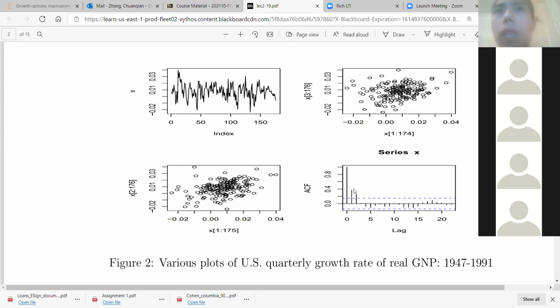If the vertical line breaks the dotted blue line, that means it's significant. If it's within the bounds, that means insignificant. It's not different from zero, right? And you can see at lag 2, two days lag, they're still correlated. That means today's and the two days before are correlated. But beyond that, there's no correlation, right?